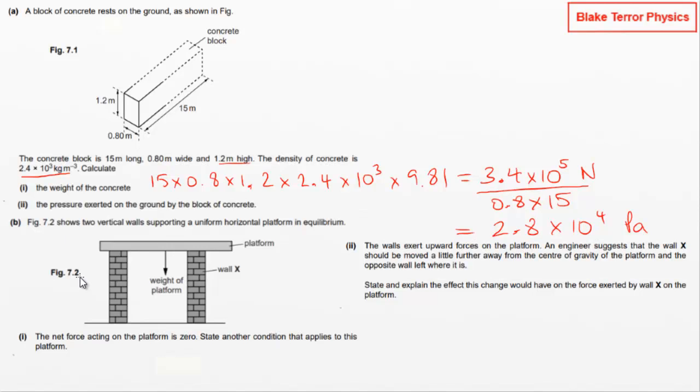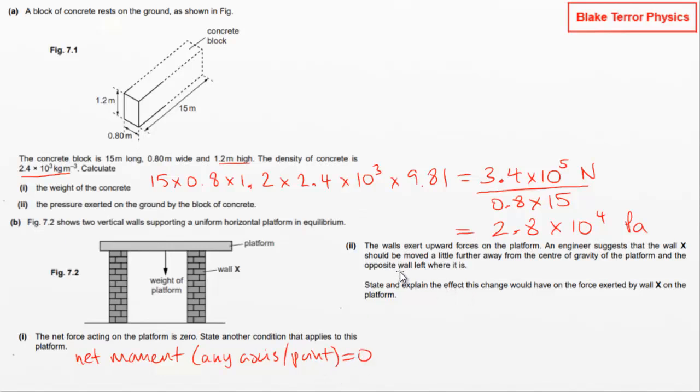Figure 7.2 shows two vertical walls supporting a uniform horizontal platform in equilibrium. Net force acting on the platform is zero. State another condition. Right, this is just to remind you or make you think that you know about moments. So we need to have the net moment also equal to zero. So we can say about any point really. So yeah, any axis, but the net moment about any axis or point is equal to zero. That's fine.